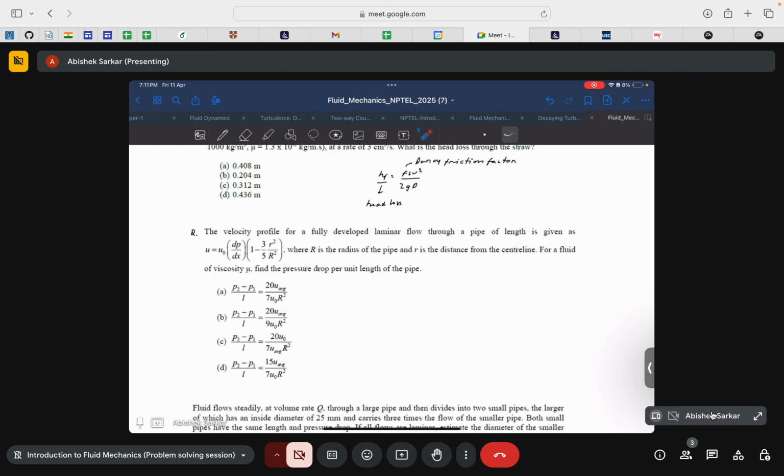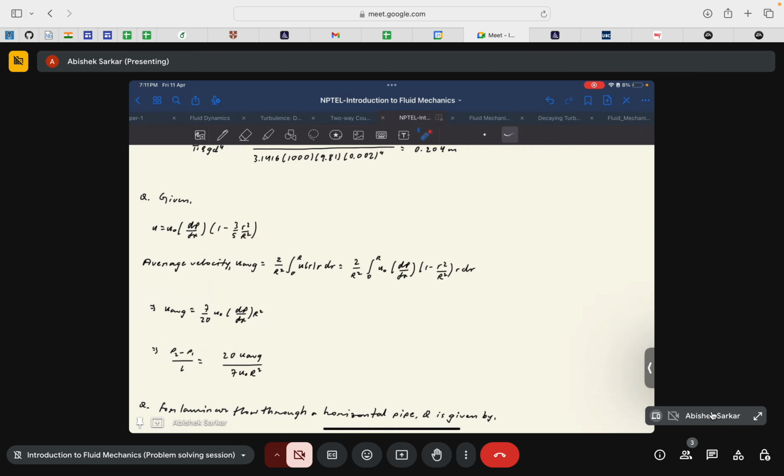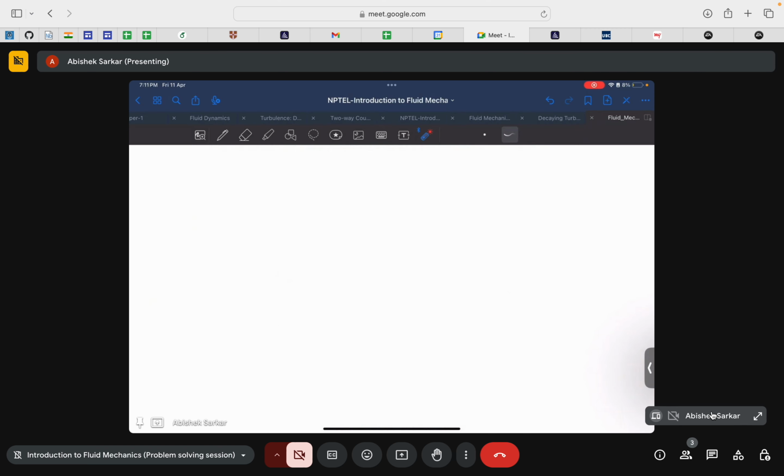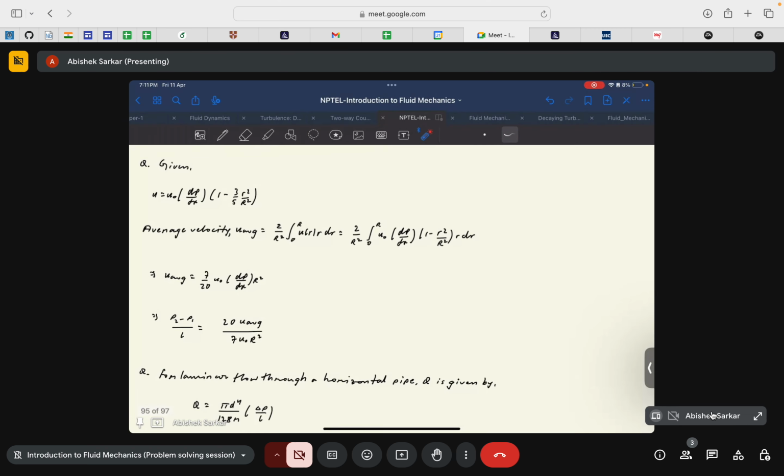So the first thing that you can do is find the average velocity. Find the expression for the average velocity, because why? Because you can see that we have a dependence of pressure drop on the average velocity. So you need to find the expression for the average velocity. For flow through pipes you have the average velocity as 2 by R square integrated from 0 to R of u(r) r dr.